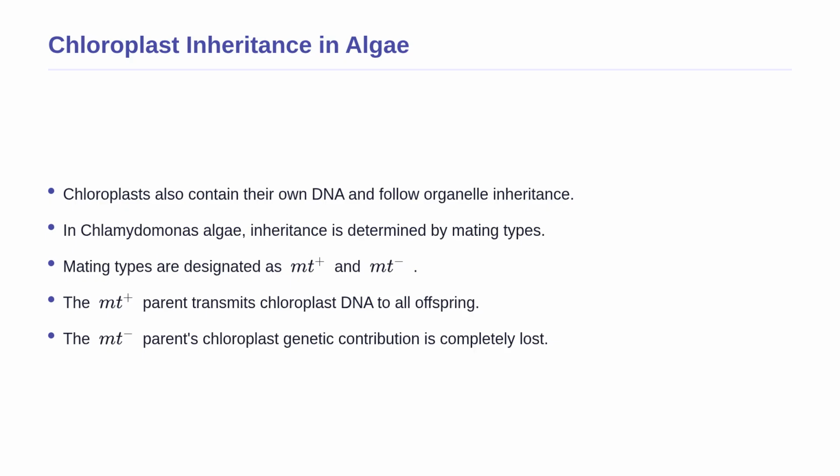The MT+ parent transmits its chloroplast DNA to 100% of the offspring. Meanwhile, the MT- parent transmits absolutely nothing. Its chloroplast genetic contribution is completely ignored and lost in the next generation.